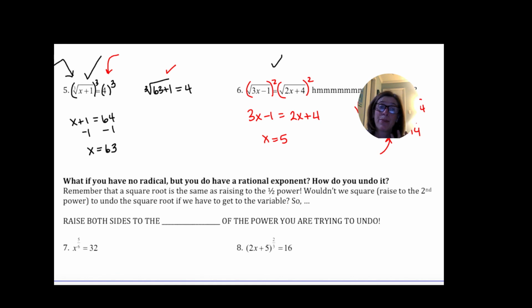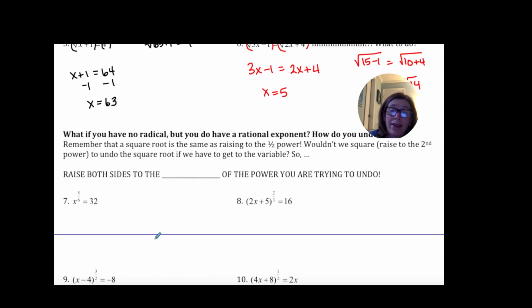All right. But then we also talked about rational exponents. So how do we undo it? No radical, but you do have a rational exponent. Remember that a square root is the same thing as raising it to the half power. So wouldn't we square, or raise to the second power, to undo the square root if we have to get back to the variable? All right, so one way to solve these is to think about it that way.